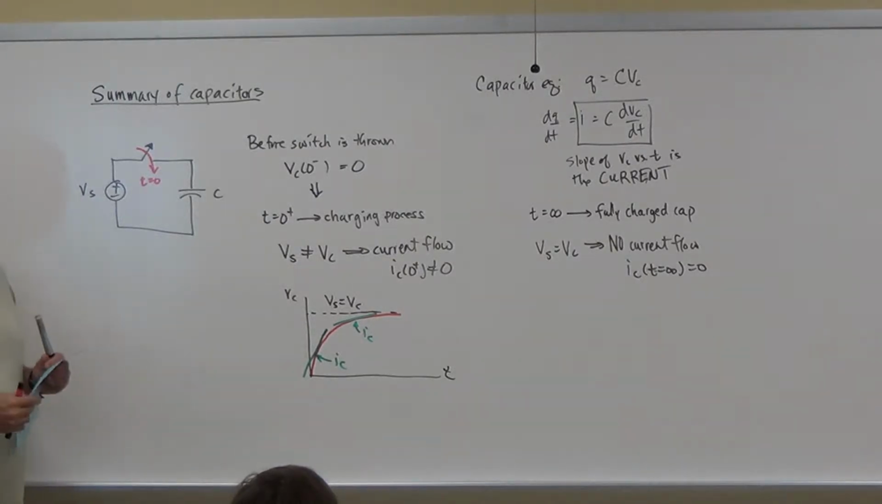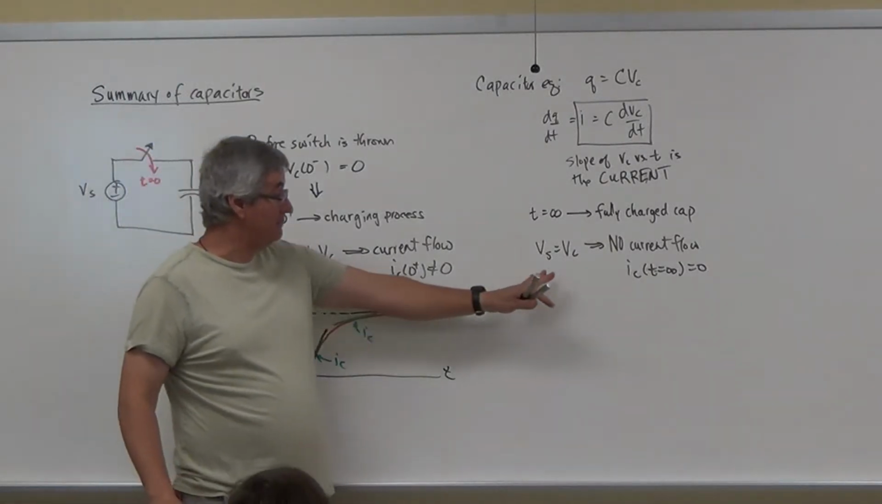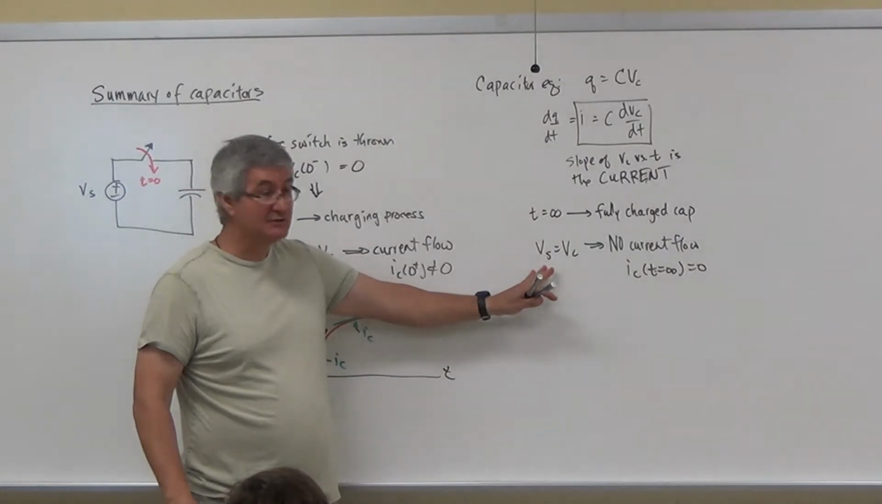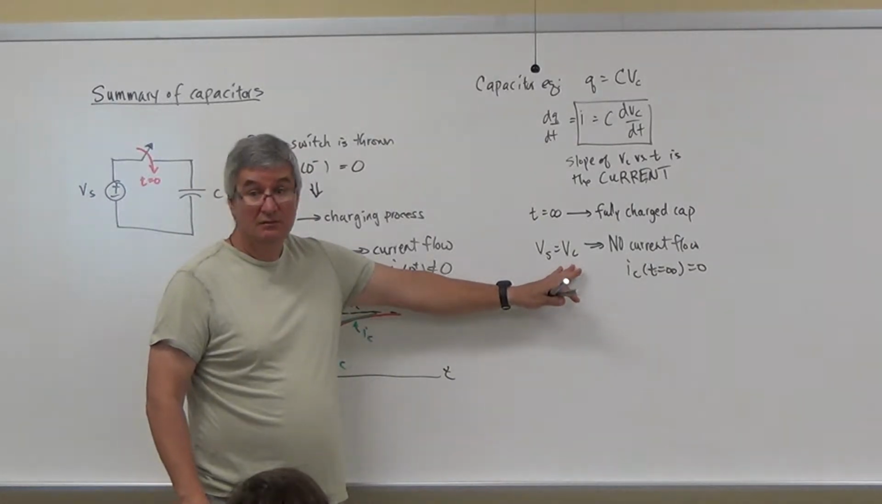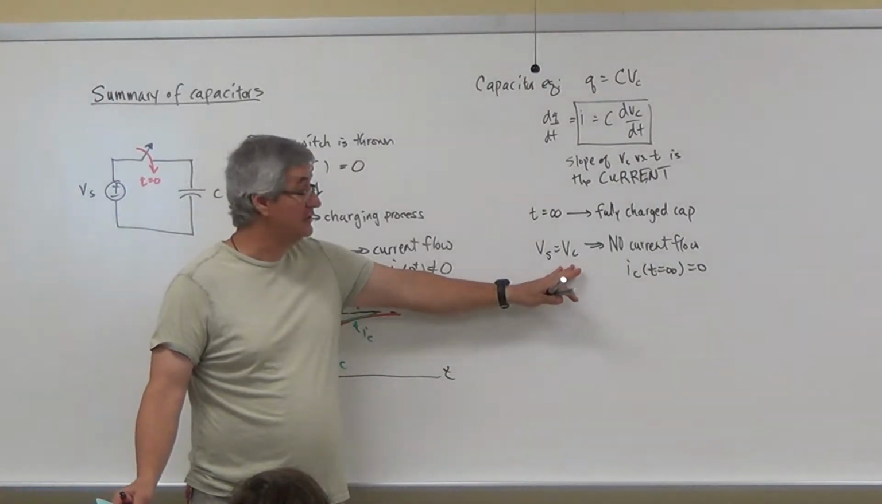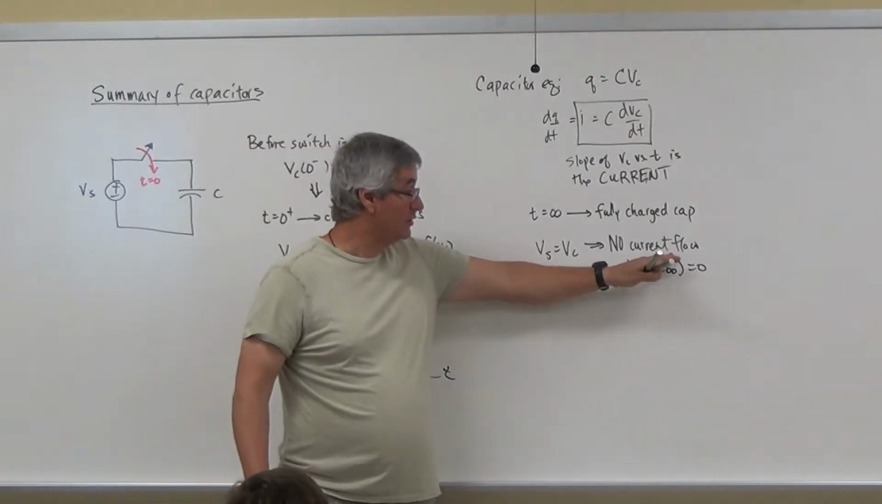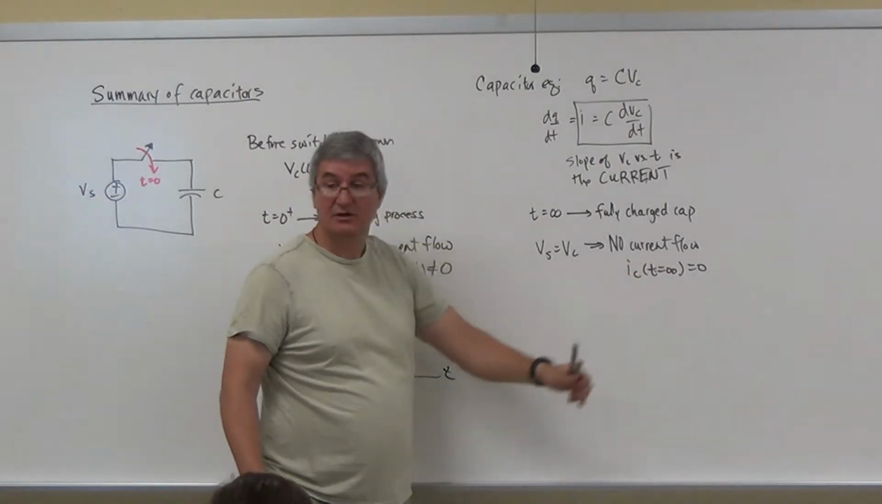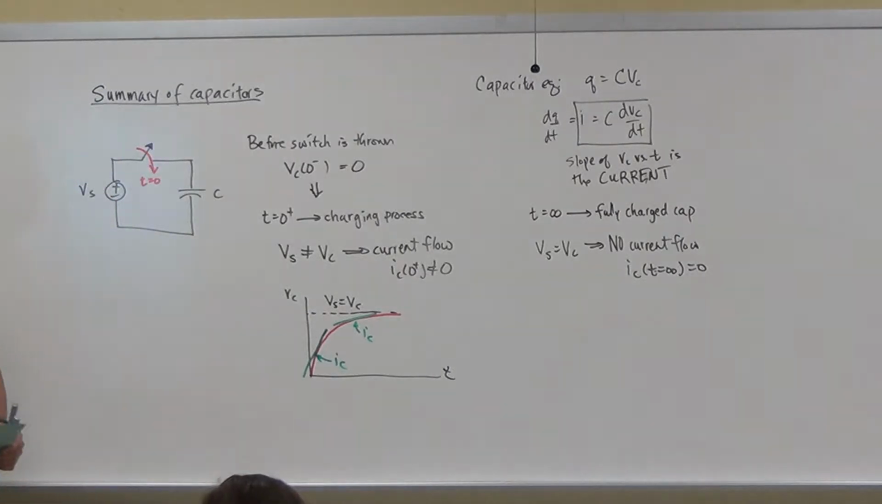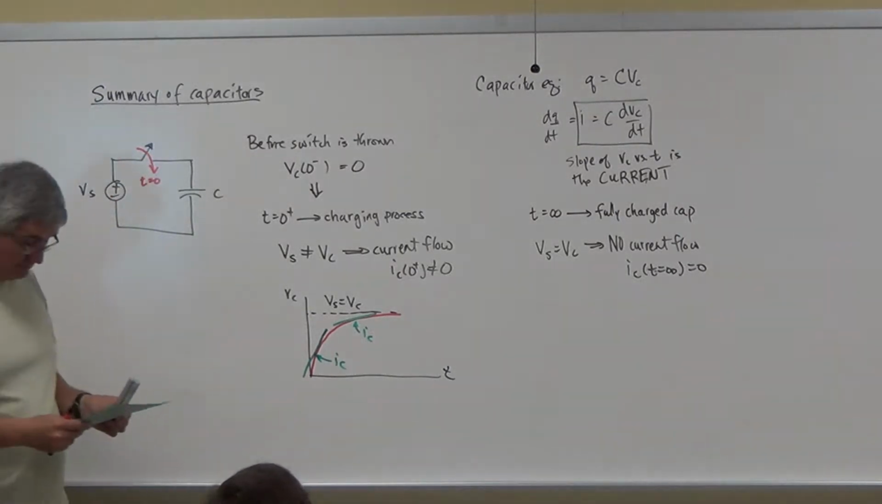So if I have a fully charged capacitor, then that means that the drop between the capacitor and the source is 0. There's no difference between these two. I get no current flow. No current flow means that the current of the capacitor is now 0. That's what we mean by a fully charged capacitor.